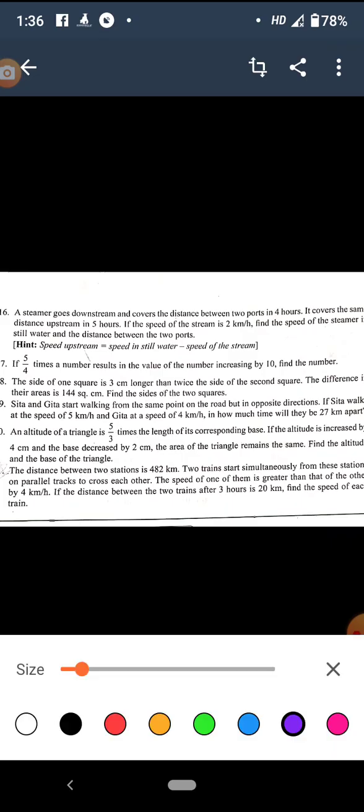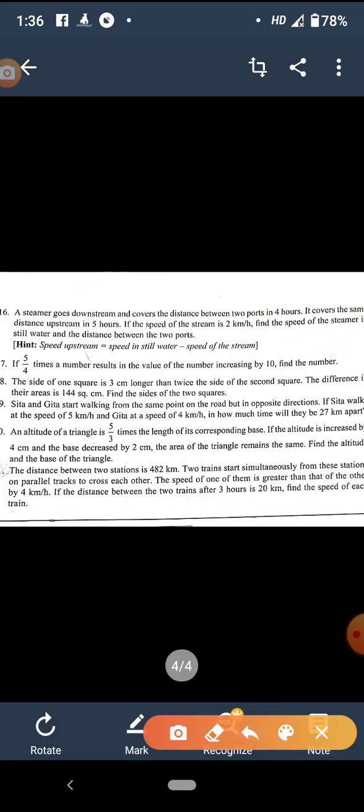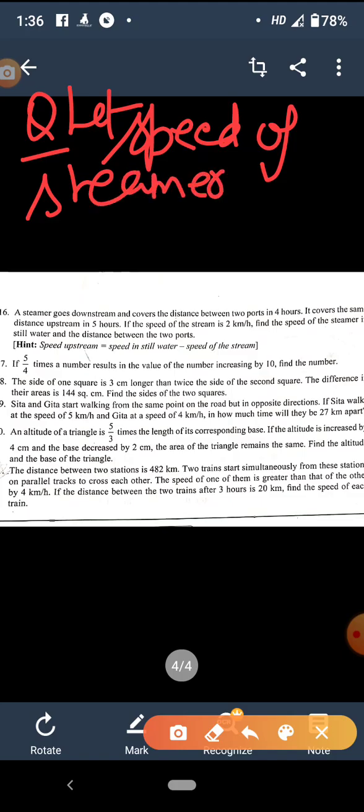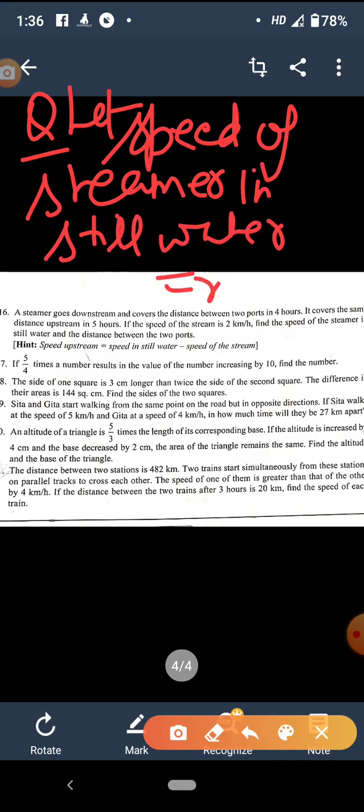So beta, what is asked in the question, we will take it as x. What is asked in the question is the speed of steamer. So let the speed of steamer in still water be x kilometer per hour.